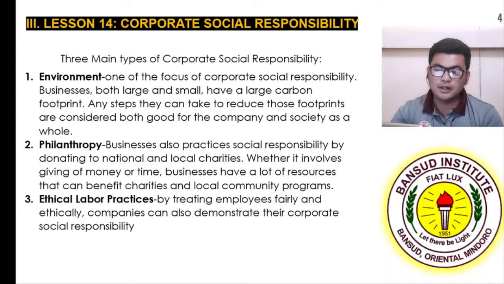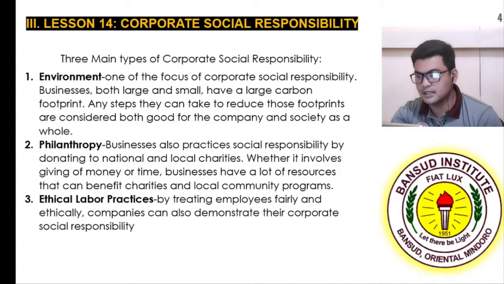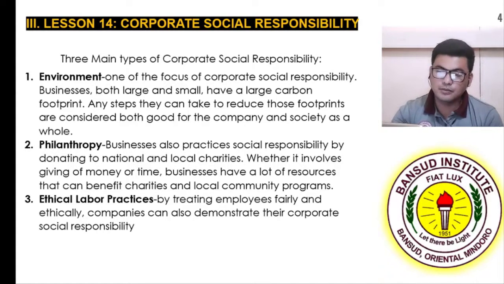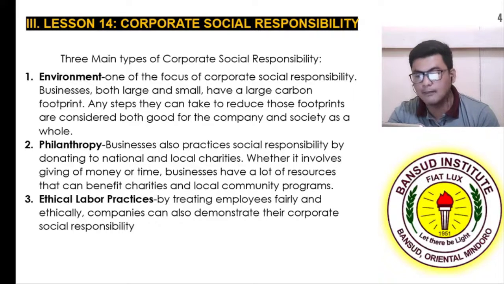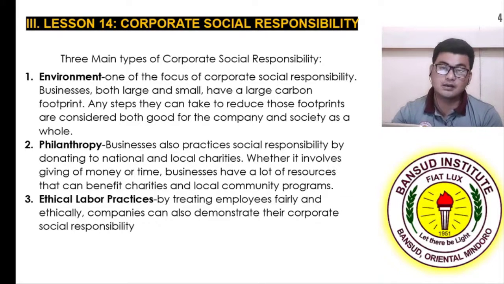Number one is environment. One of the focus of corporate social responsibility: businesses, both large and small, have a large carbon footprint. Any step they can make to reduce those footprints is considered good for the company and society as a whole. So that's environment. And number two is philanthropy.